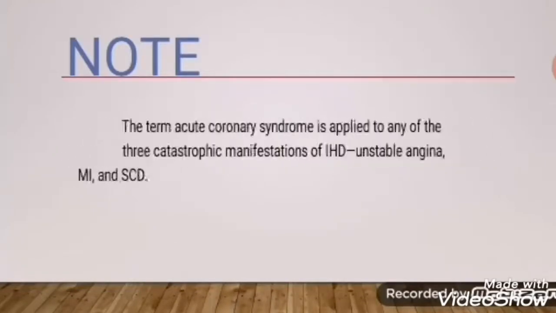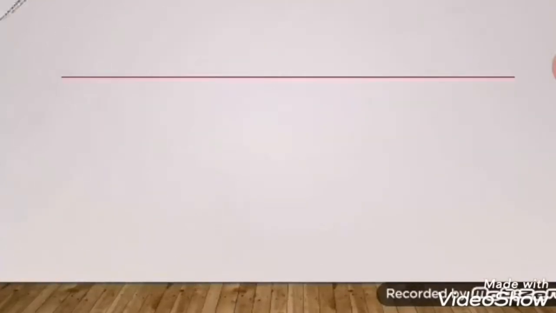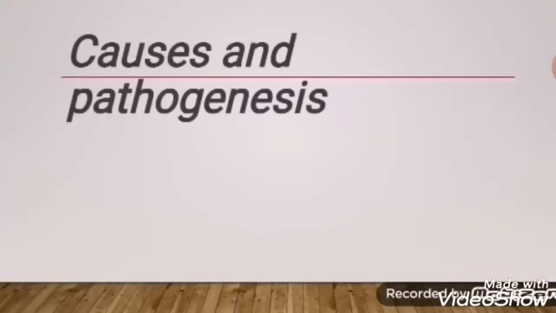We know the term acute coronary syndrome, which is applied to any of the 3 catastrophic manifestations of ischemic heart disease: unstable angina, myocardial infarction, and sudden cardiac death. And now, pathogenesis. How does it happen?